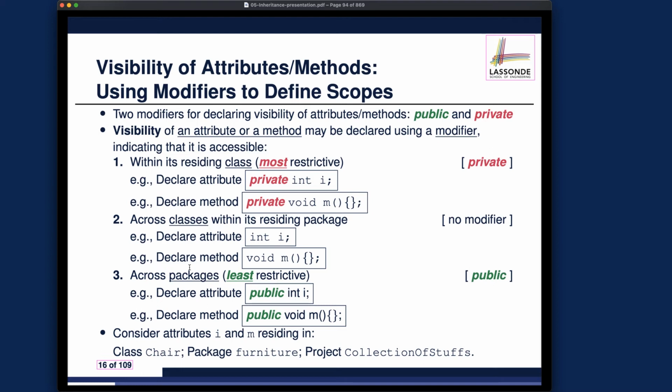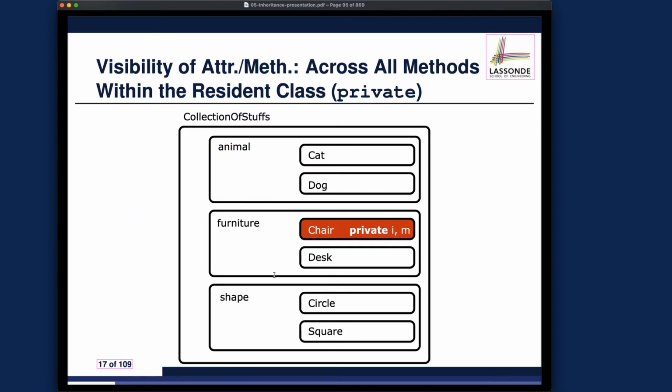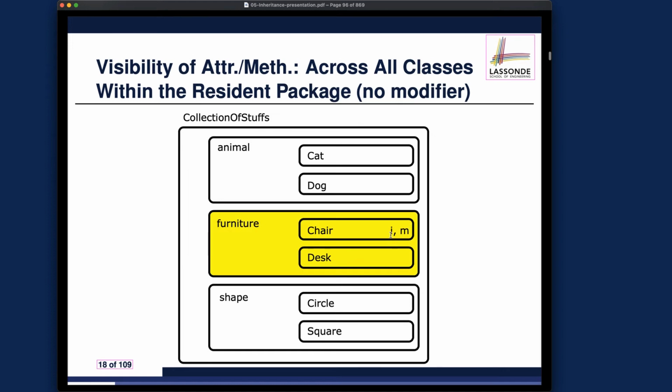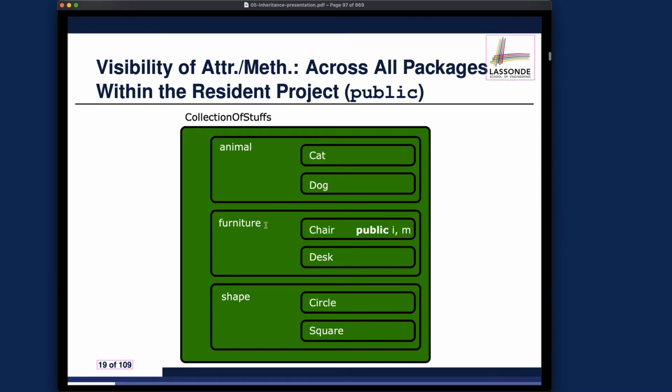And let's look at some visual summary. Let's say in the chair class we declare private I and M, the attribute and the method, they're only visible within this particular class. If you declare I and M without any modifier, they will be visible inside this package over here, right? If you want to make it the most relaxed, the most visible, you will simply declare it as public, meaning that they are visible by all the classes in your project.